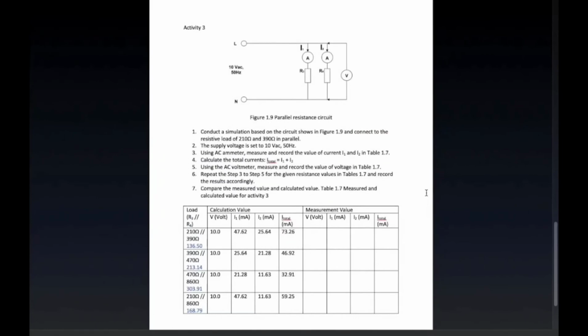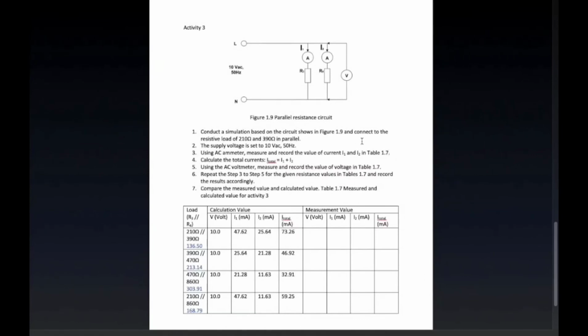Now let's move to activity 3, which is measuring the resistance in parallel circuit. In this circuit, we will need to measure the current across each parallel branch. To measure that, first we need to find the total resistance. To find our total resistance, we can use the formula of parallel resistance, which is 1 over R total is equal to 1 over R1 plus 1 over R2 and so on.